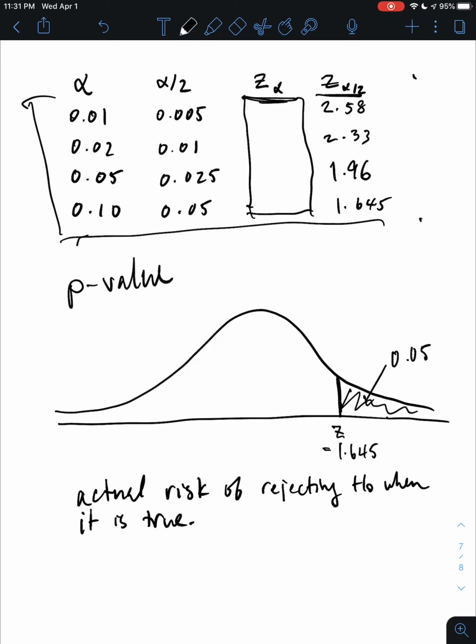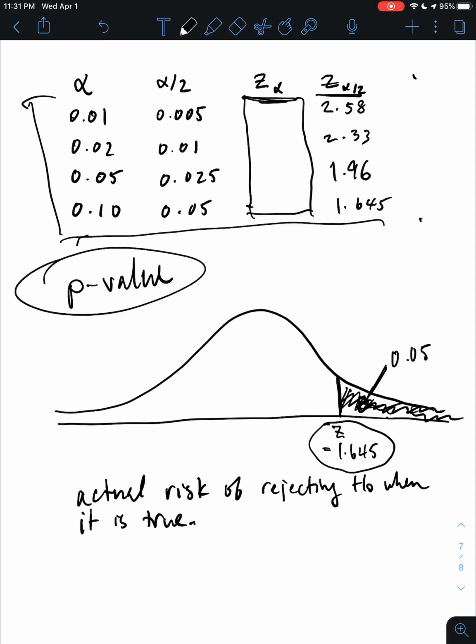But in this case, what we're doing is we are calculating our Z. We are then determining the actual risk, which is the probability in this tail. And in this particular example, it was 5%, but it can be any number. It can be actually any number at all. So it kind of gives more information. The p-value gives not only the Z statistic, but it gives this area, this probability of the actual risk of rejecting the null hypothesis when it's true.